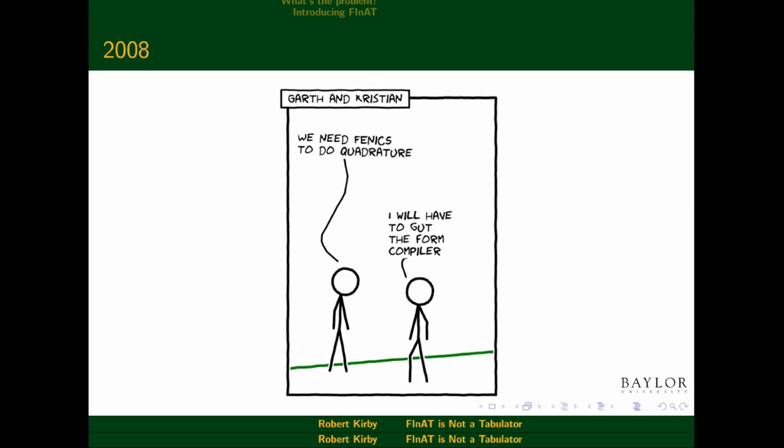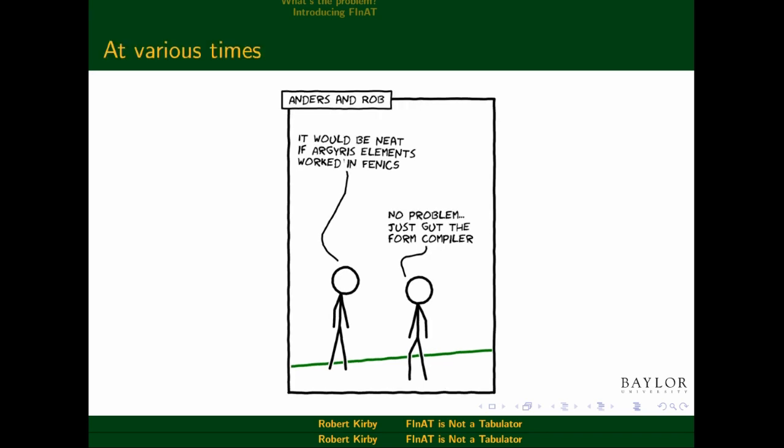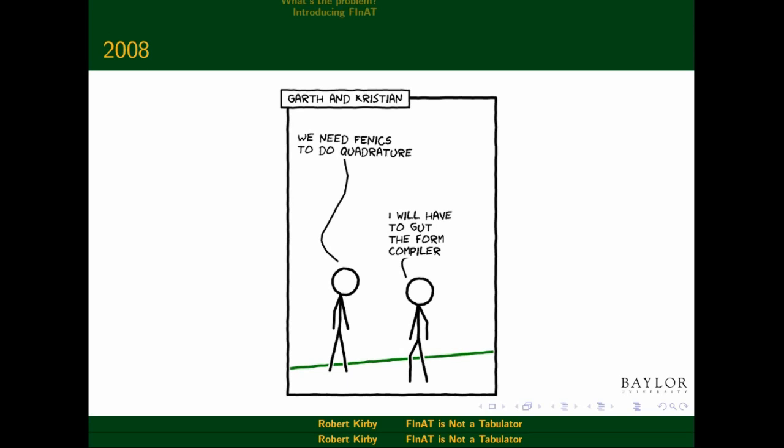So then, about the same time, we were realizing that the tensor mode that Anders and I came up with was not always the best way to evaluate the element matrices, and so having some numerical quadrature at runtime was also useful. And so Christian had to do some dirty work also with that.